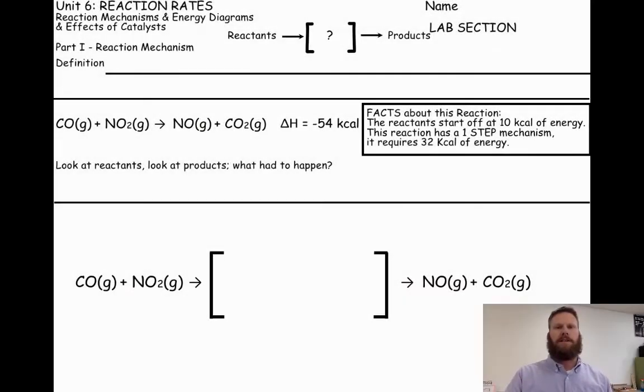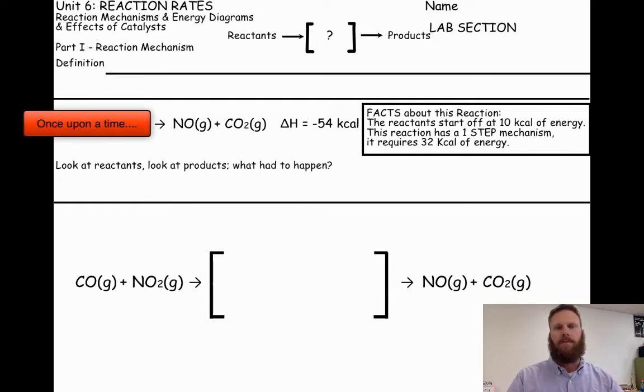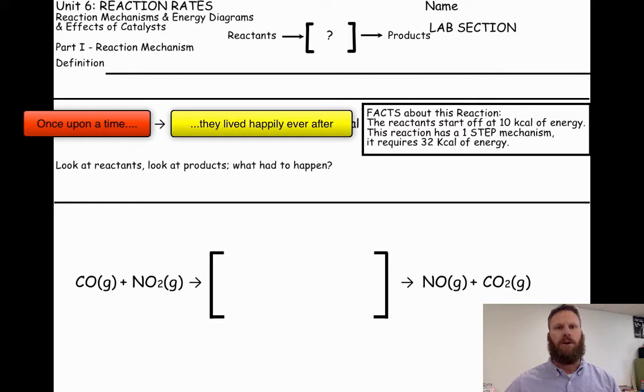Now that we know about the different types of energy changes that occur during a chemical process, we can study reaction mechanisms in more detail to understand how a reaction happens. When we look at a chemical equation and we see the reactants and the products, all we are really getting is the beginning of the story and the end of the story. Kind of like, once upon a time, they lived happily ever after. Well, a reaction mechanism explains what happens in between the beginning of the story and the end of the story.